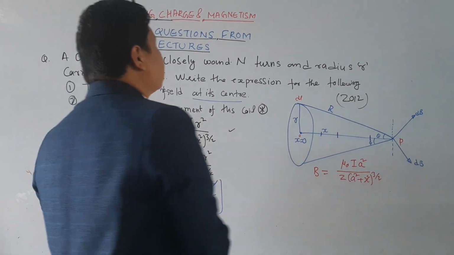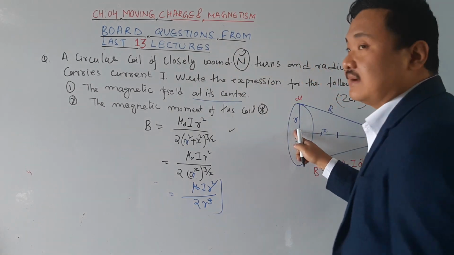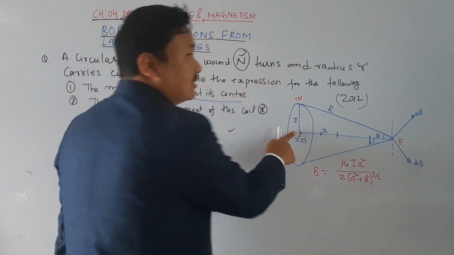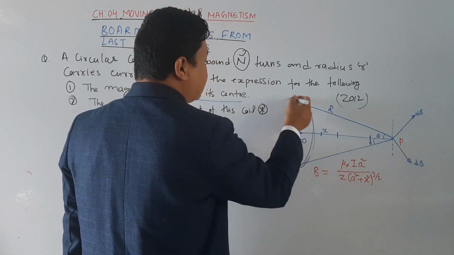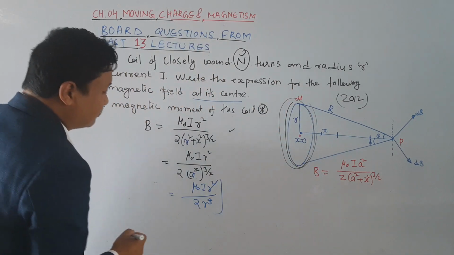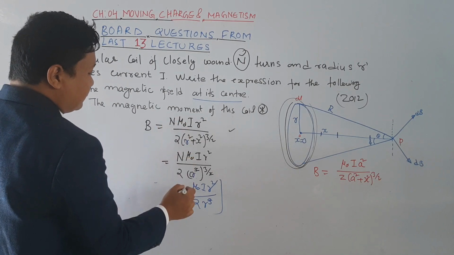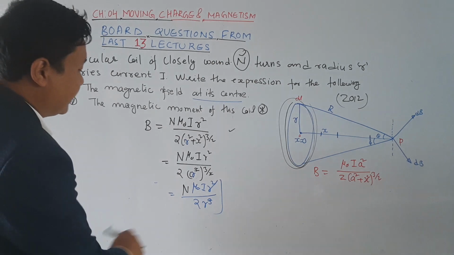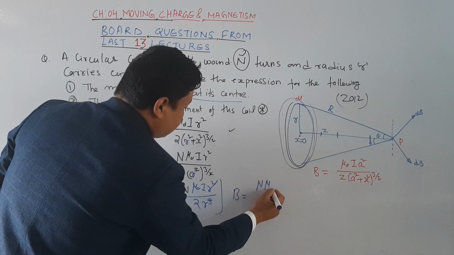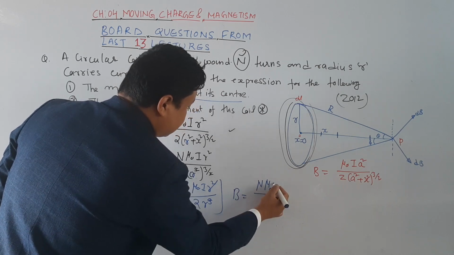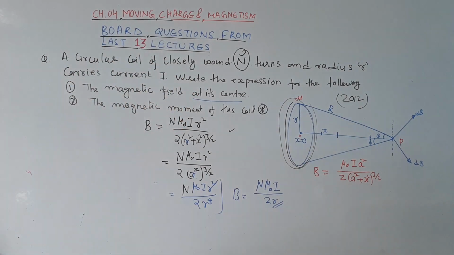But again, what is it saying? There are N number of turns. Whenever we derive this, we did not take N turns, we take only one turn. So if I take so many turns, what will the magnetic field be? I have to multiply here with capital N, here with capital N, here with capital N. So finally, the magnetic field at the center will be N mu 0 I divided by 2r. So this is the answer for 1.